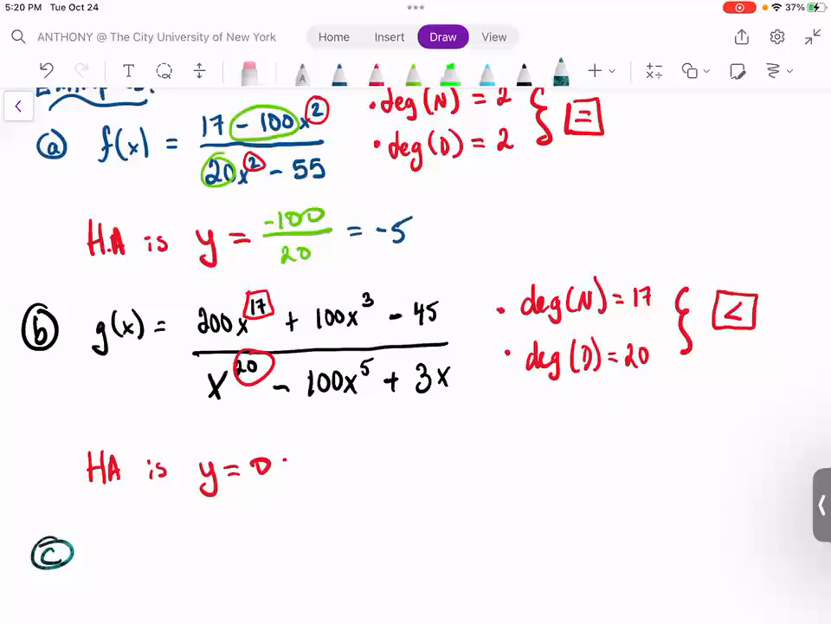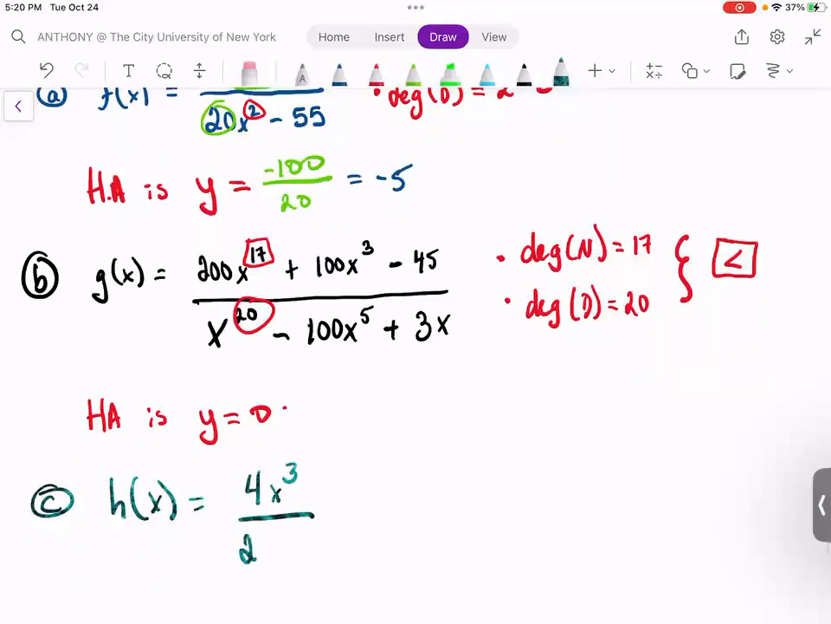Let's try it again with part C. Let's say I have something quite simple, like h of x equals 4x cubed over 2x plus 5. All right. Well, anybody can tell me what's the degree of the numerator, and somebody tell me what's the degree of my denominator. The degree of your numerator is 3. And the degree of your denominator is 1.